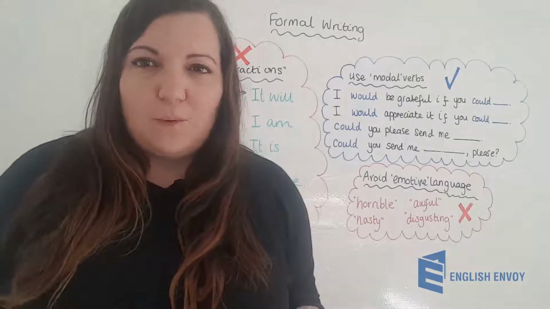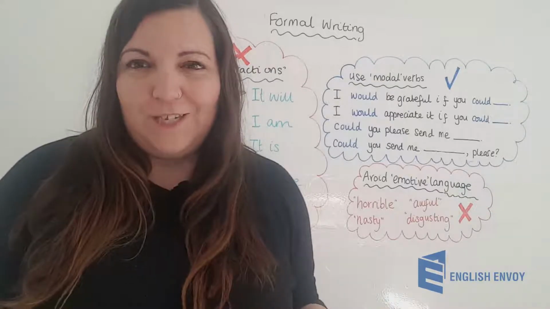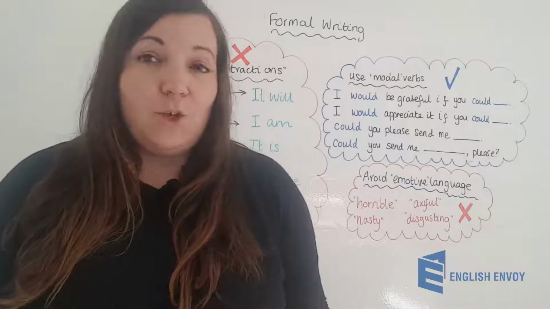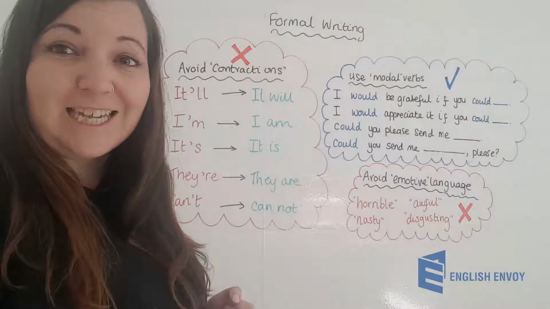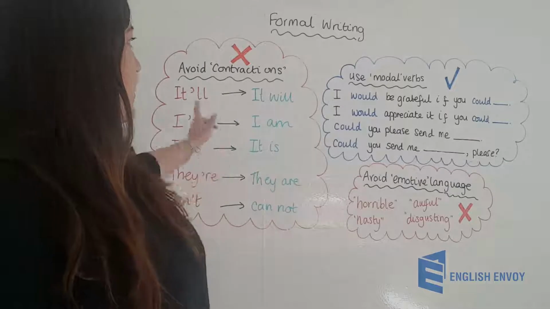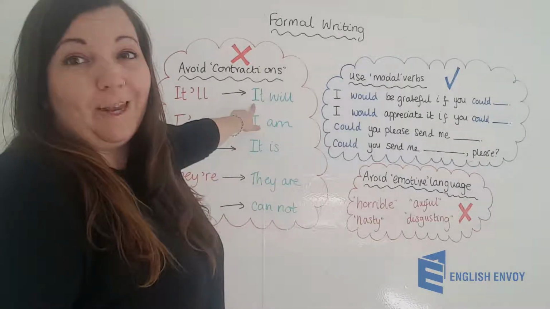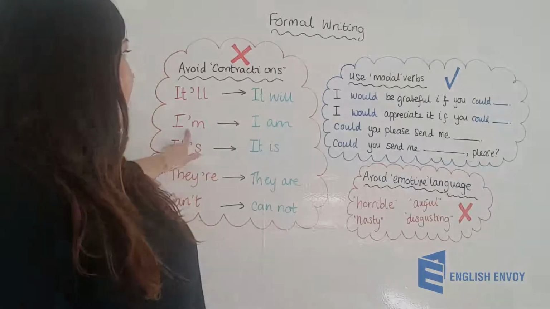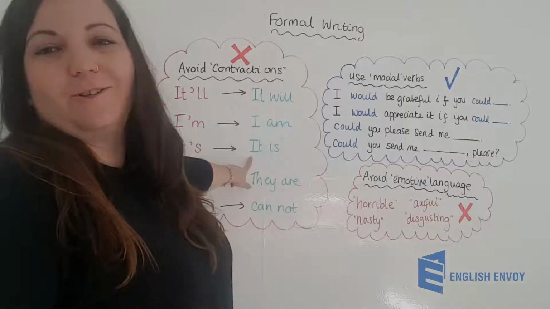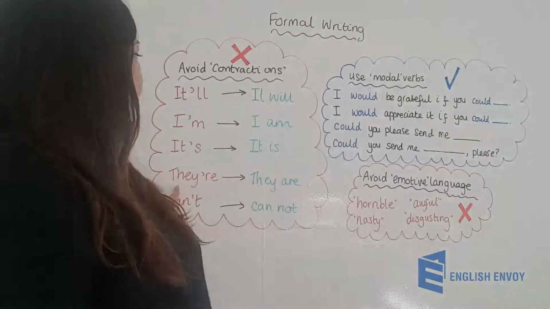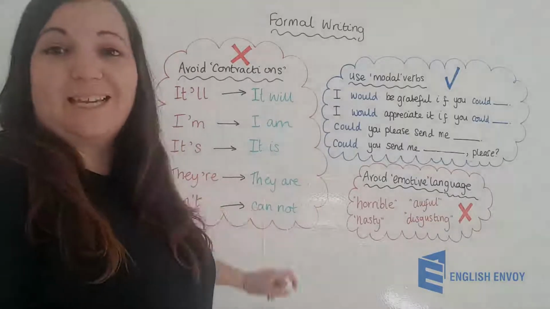They're the kind of words that we might use when we're talking to a friend. But if we're in a really formal situation, we want to make sure that we are using the full wording, how it was originally intended. So for example, instead of it'll, we need to always be saying it will if we're doing a formal letter or email. Instead of I'm, we're going to say I am. Instead of it's, we're going to say it is. Instead of there, we're going to say they are. And instead of can't, we're going to say cannot.